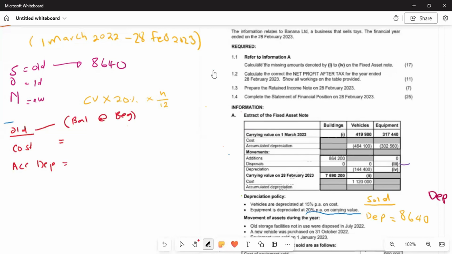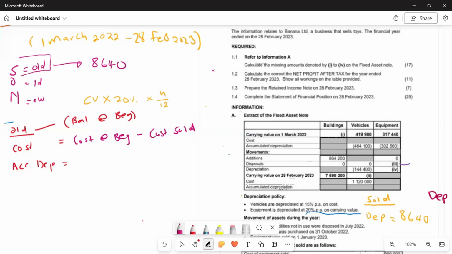So what do I mean by that? The cost of your old equipment, it will be your cost at the beginning, but from this cost at the beginning, you need to subtract the cost of your sold. Why? Because now we are calculating depreciation for the old or remaining fixed assets, and the one that we have sold are no longer remaining in the company. They are gone. Hence, we are subtracting them from our costs.